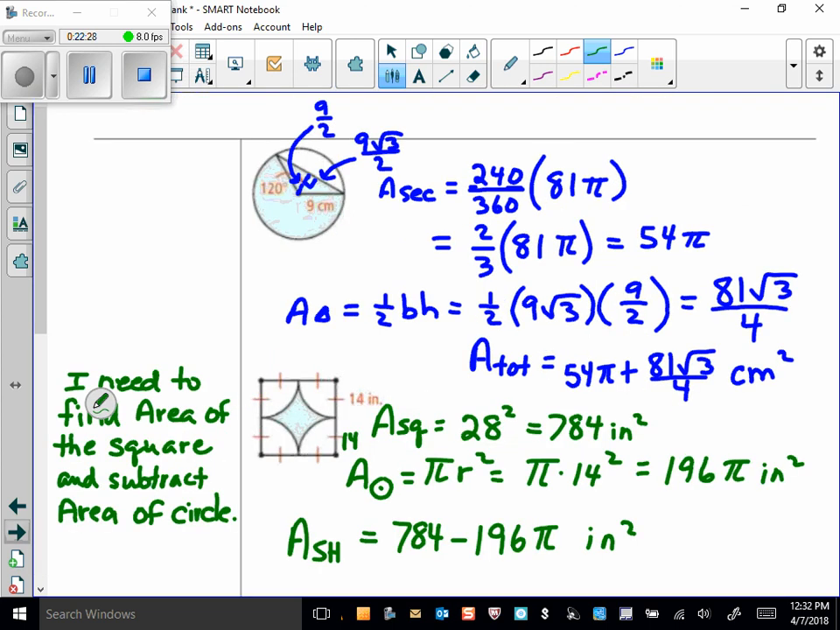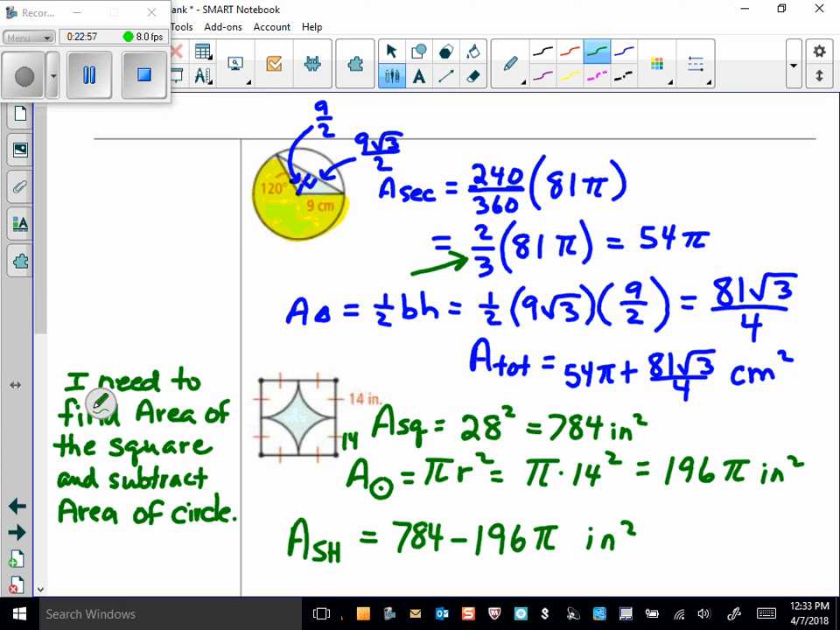Okay, next page. What I want to do here is find the area of this sector. So I know that's 240. That's going to be 2/3. So that sector is going to be 2/3 of the circle, and that's what I did right here. The area of the circle is 81 pi, 2/3 of that is 54 pi.